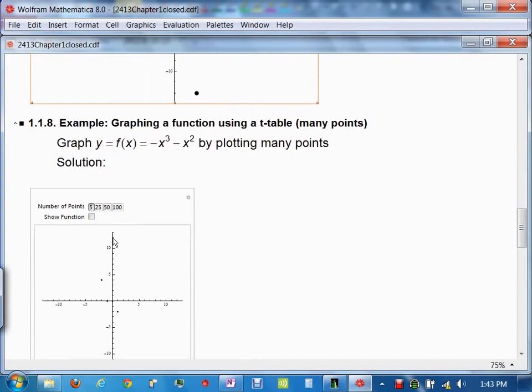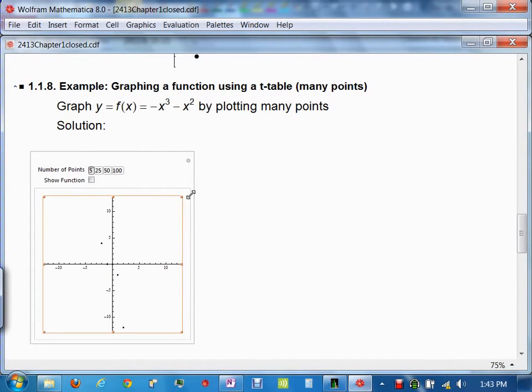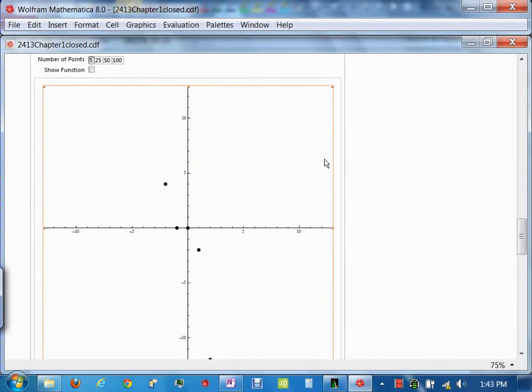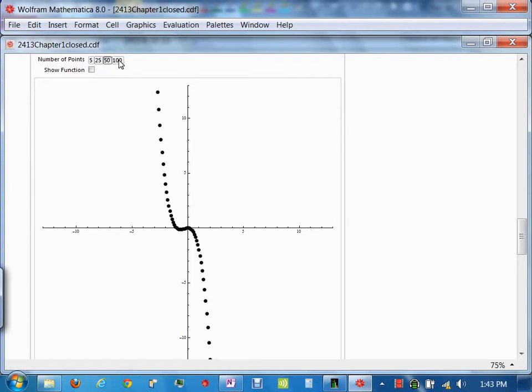So this is that thing I was showing you earlier. I'm going to bring this thing up. There are the 5 points, right? If I had done 25 points, now I get a better idea of what it looks like. If I do 50, there's even more, 100. But who would want to plug in 100 points, right? And then the actual function itself, I'm going to take all those points out.